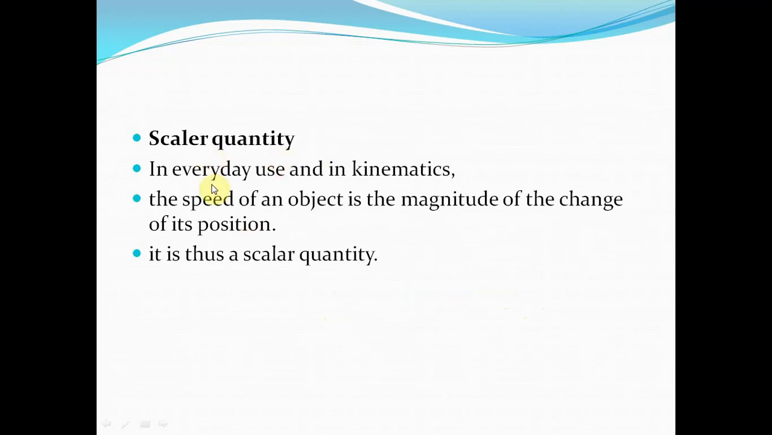Scalar quantity. In everyday use and in kinematics, the speed of an object is the magnitude of the change of its position. Speed is a scalar quantity, and scalar quantities are those which have only magnitude. They don't have direction. So speed also has only magnitude, it doesn't have any direction, so it is a scalar quantity.